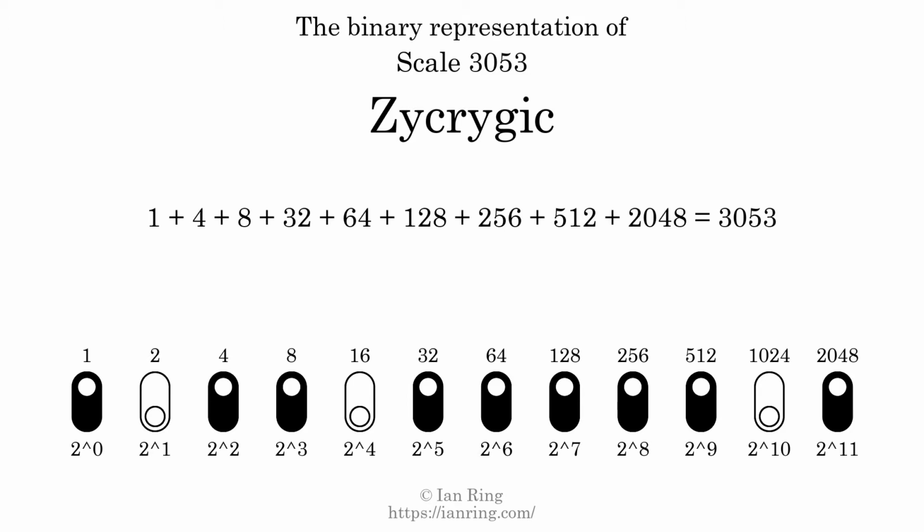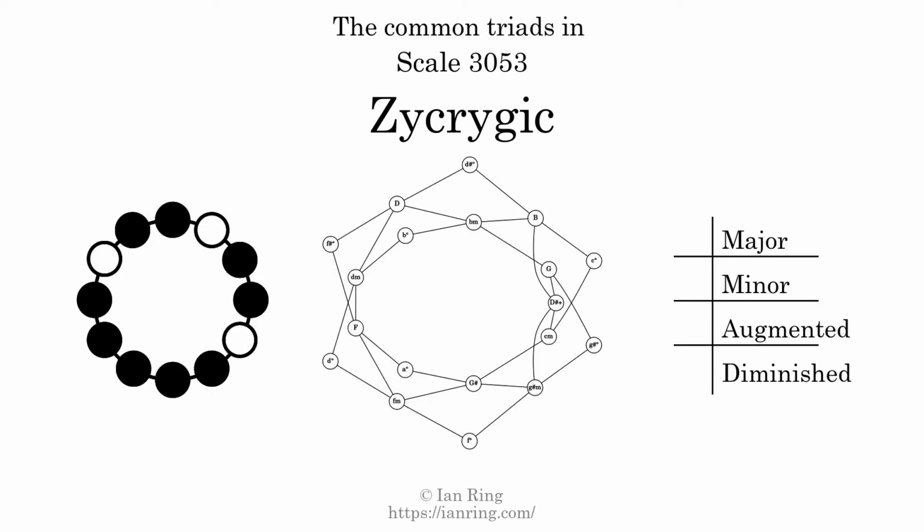The scale number not only enumerates the scale with a unique index, but it also literally describes the tonal content of the scale. Represented as a binary number in base 2, the scale number is 101111011101. Here are the common triads present in this scale. The diagram in the center is a graph of parsimonious voice leading between triads.